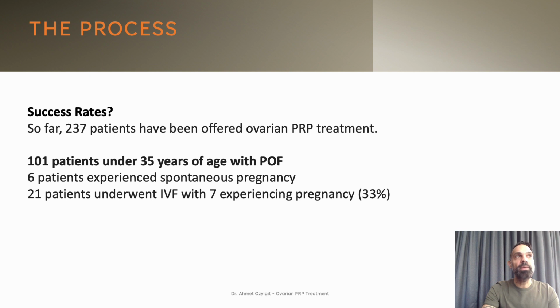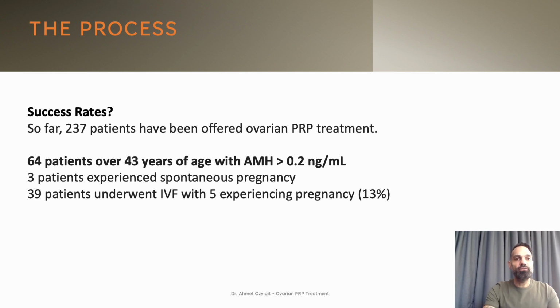Now, when you think about a 33, 34-year-old woman with 33% chance of success, that may not be too great. But considering that these are women with premature ovarian failure who had undergone IVF cycles without success or couldn't even go through an IVF cycle because of no follicles developing, no eggs developing, this is actually quite a dramatic rate of success.